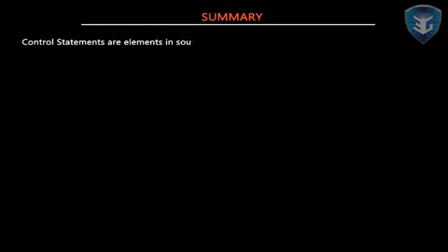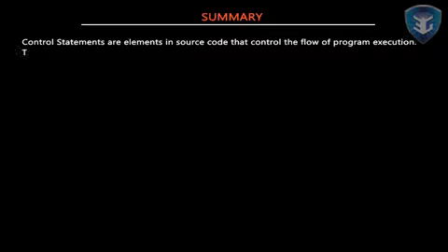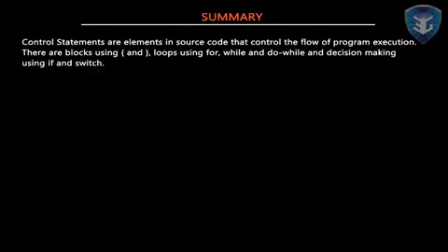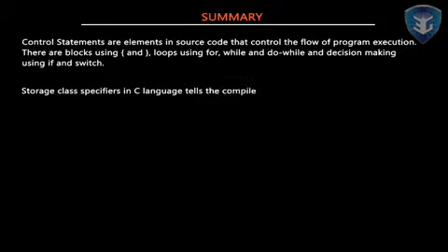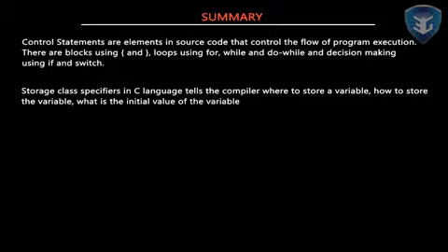Now in the end, let us summarize what we have learned in this lecture. Control statements are elements in source code that control the flow of program execution. There are blocks using braces, loops using for, while and do while, and decision making using if and switch. Storage class specifiers in C language tell the compiler where to store a variable, how to store the variable, and what is the initial value of the variable and lifetime of the variable.